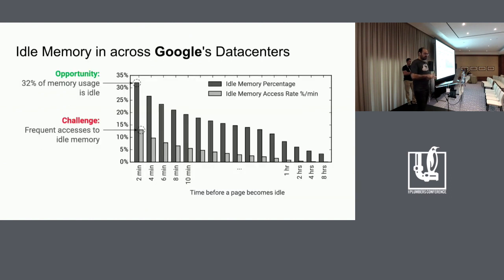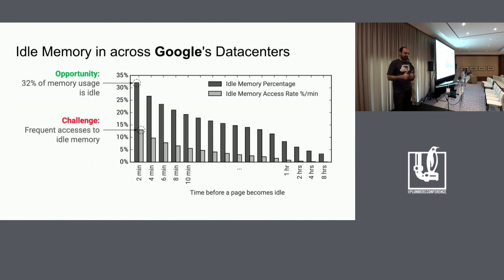And this is the graph we also have in our paper in ASPLOS. Basically, this tells us how much opportunity we have across the Google data centers. This is data for a multi-tenant data center. The x-axis is how we are defining the idle memory. If idle memory means a page is not accessed for the last 2 minutes, then the opportunity is that 32% of memory is idle across these Google data centers.